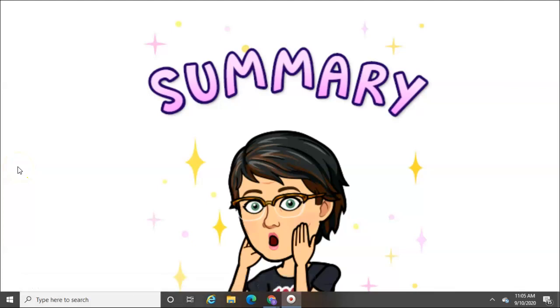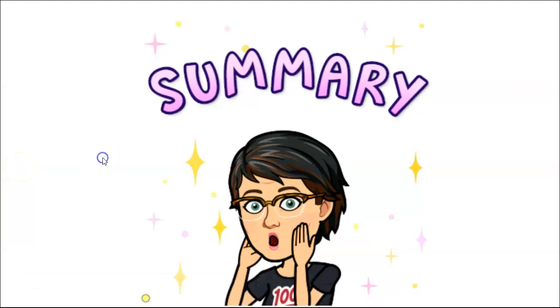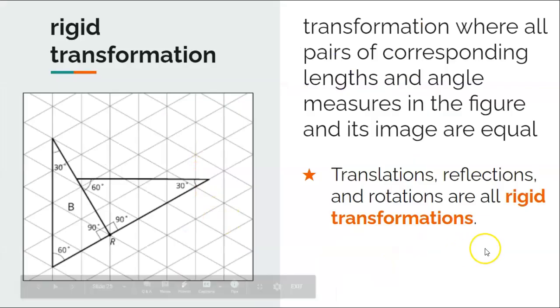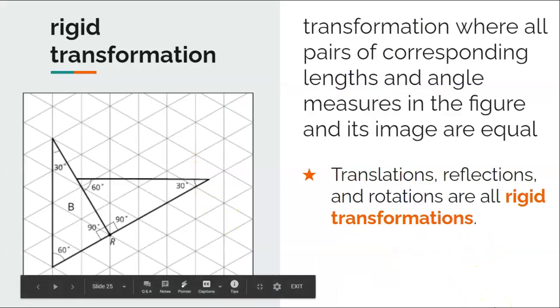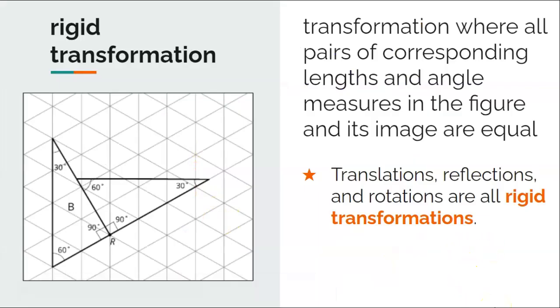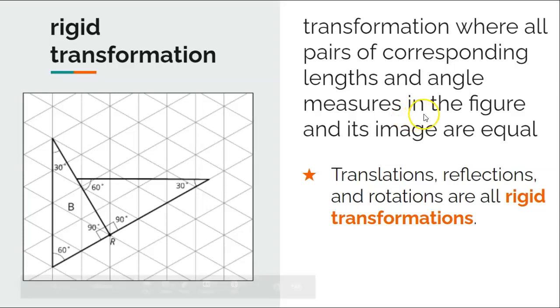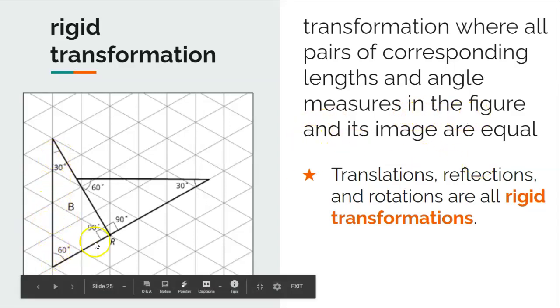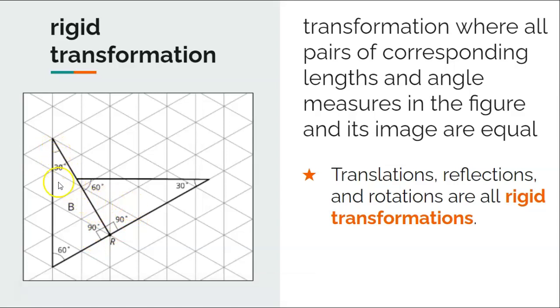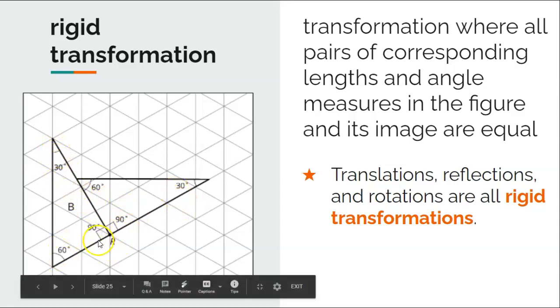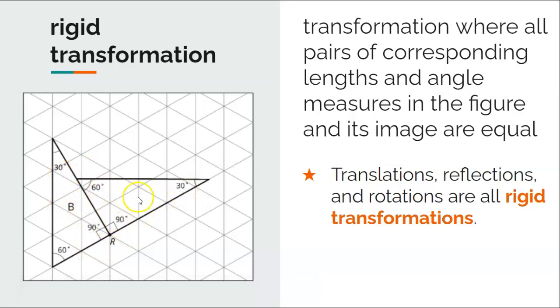Okay, let's talk about what we learned today. Rigid transformations. So transformations where all pairs of corresponding lengths and angle measures in the figure and in the image are equal. So if you look at the one we have over here, you see that all the angles are the same size and all the side lengths are the same size. So we call that a rigid transformation.